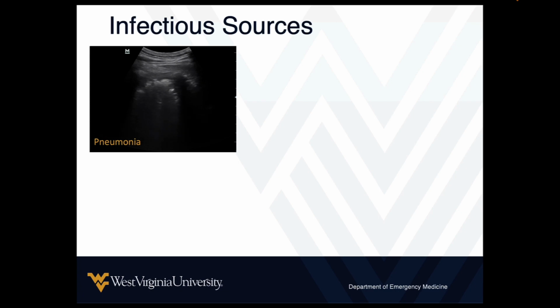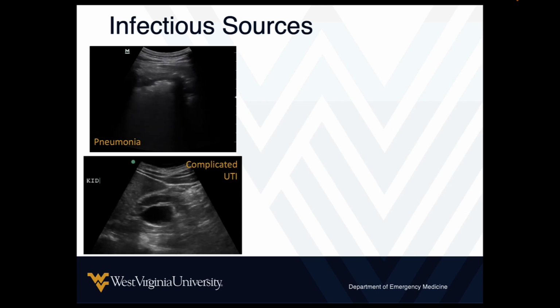In the lungs, we could have something that looks like pneumonia. What we see here is a lot of irregular, ragged looking chest pleural interface. We see a little bit of pleural fluid and lots of B-lines and irregularity. So this may go along with a diagnosis of pneumonia. Obviously, we're going to look at the whole chest.